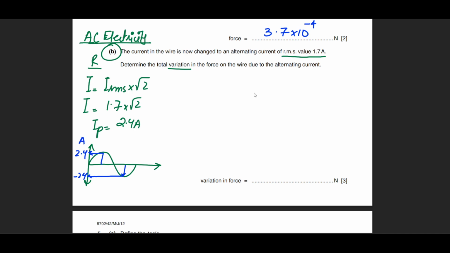Now we notice that the direction of current has to do with the direction of force as well. So when the current is, let's say, positive, for the sake of example, let's assume that the force experienced by the wire is upwards.